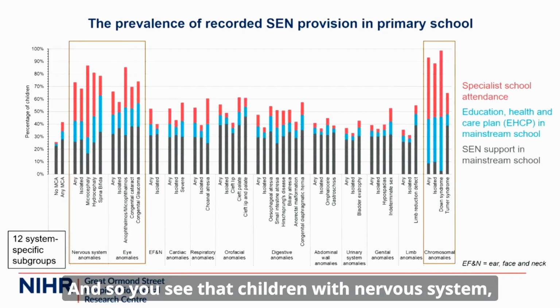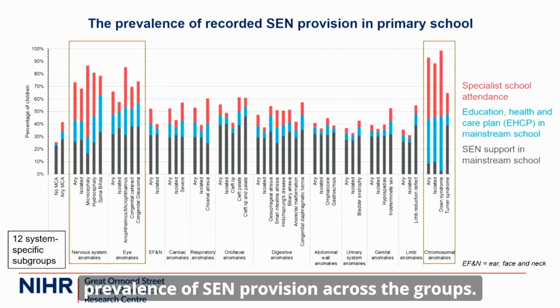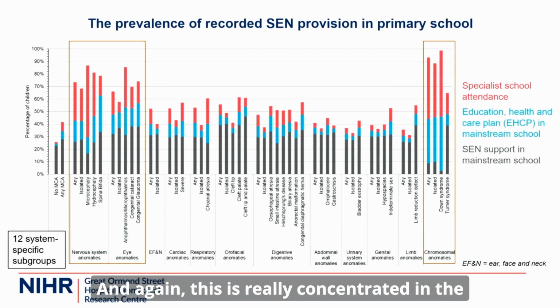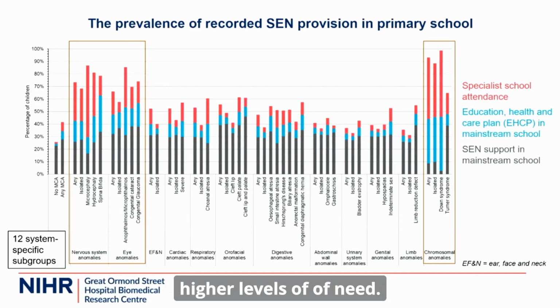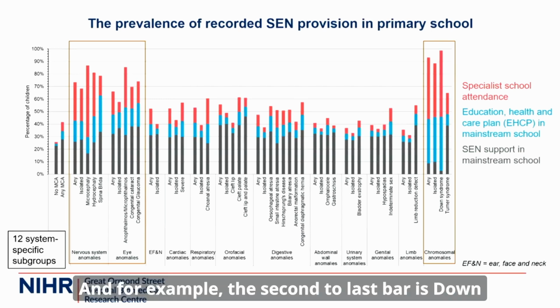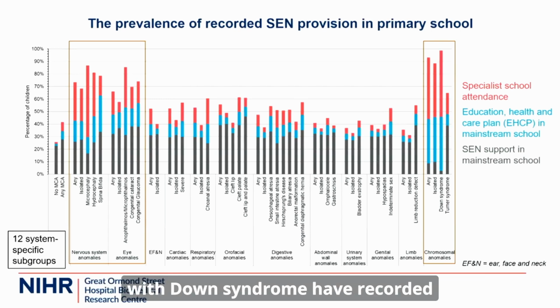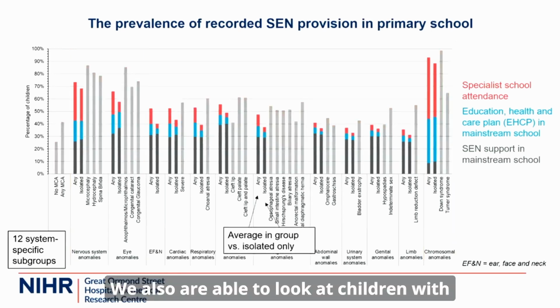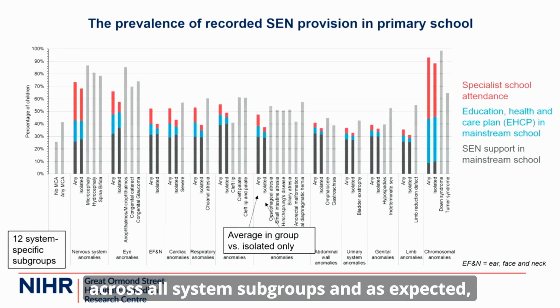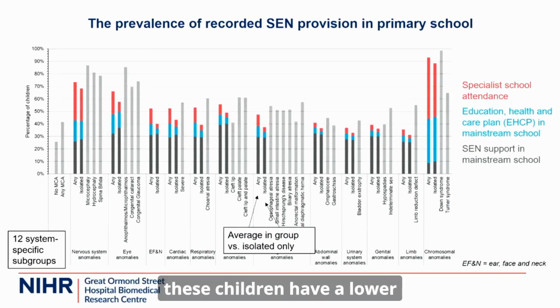So you see that children with nervous system, eye and chromosomal anomalies have the highest prevalence of SEND provision across the groups, and again, this is really concentrated in the higher levels of need. For example, the second to last bar is Down syndrome, and nearly all children in this cohort with Down syndrome have recorded SEND provision in primary school. We also are able to look at children with isolated anomalies versus those with any, so across all system subgroups, and as expected, these children have a lower prevalence of recorded SEND.